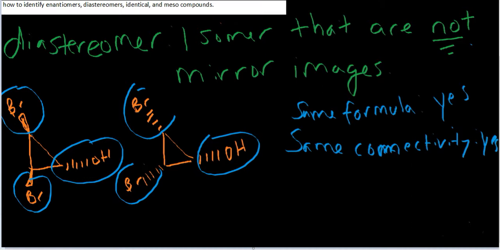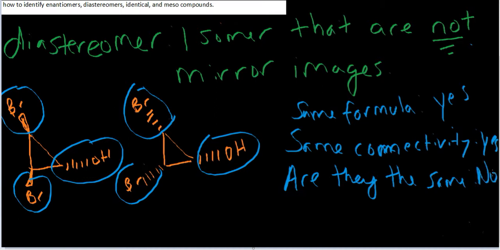The third question: are they the same? No, they're not the same. If you look at the 3D structure, on the left hand molecule you have 2 bromines coming out at you and 1 OH going back. On the right hand molecule we have 1 bromine coming out at us, and the 2 bromines on the right are going back and the OH is going back as well. Sorry about that. So are they the same? No.